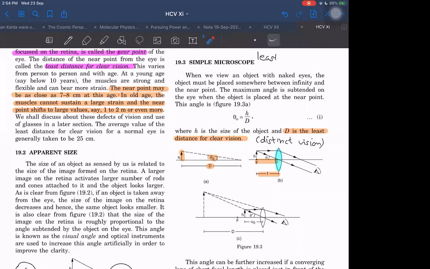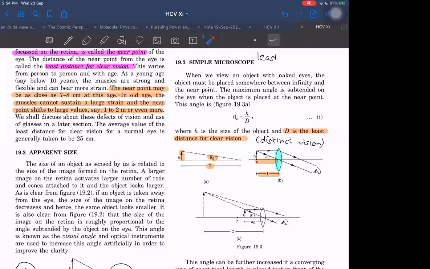The angle subtended is not theta naught, but this is theta, and we can see it because the rays are appearing to be coming from infinity. They don't appear to be coming from f. This f may be just 1 centimeter, and I cannot see an object by bringing it close to my eye up to 1 centimeter. But with the help of the lens, I can see it now. And these rays will appear to be coming from infinity only. So no problem for my eye. I will not feel any strain also.